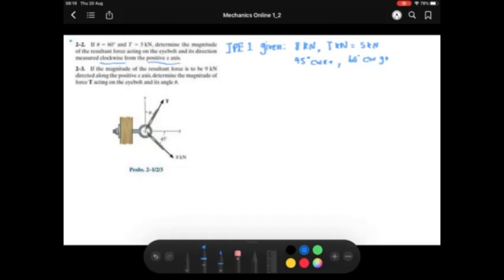Then IPE step number 2. The first step is to find the components in terms of x and y, then combine them together and find the resultant with its magnitude and angle. So let's do it in terms of IPE number 3. I will cut this out.